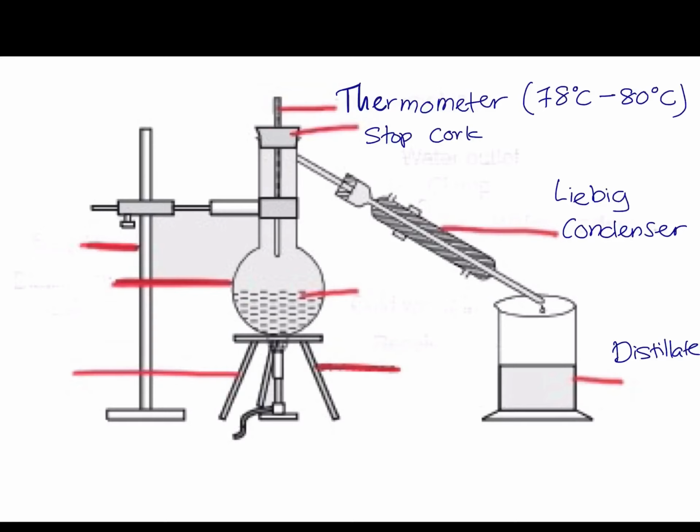Alright, so next we move on. Inside the round bottom flask, we have the alcohol or the mixture of alcohol. And normally we have the mixture of alcohol with the yeast. Alright, or we have the impure alcohol. At the bottom here we have the tripod stand. Alright, and this one is actually for the label of the Bunsen burner. So this is the Bunsen burner.